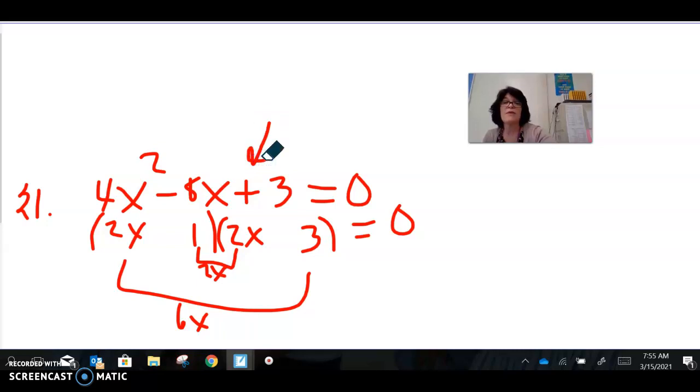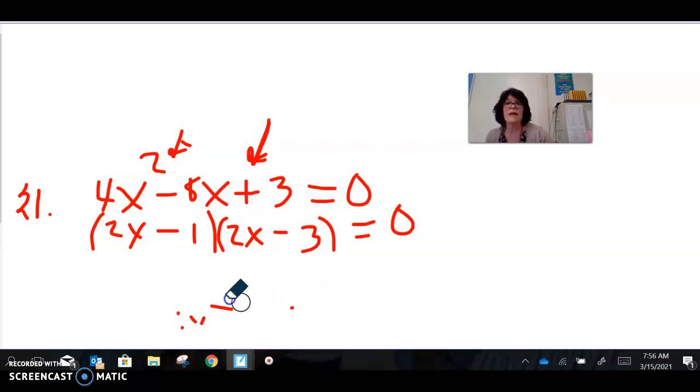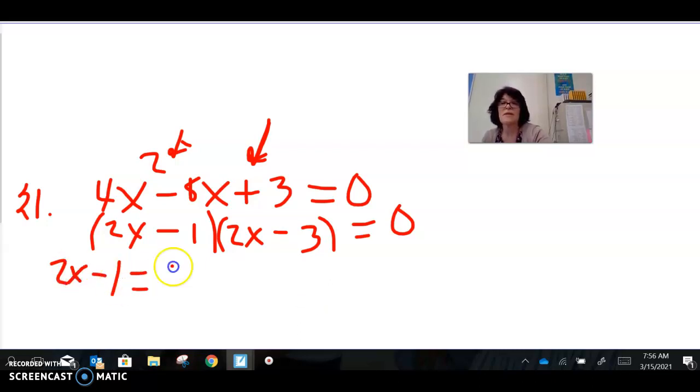Obviously, the signs are the same and they're both negative. The plus here tells me that they're the same. The middle one tells me they're both negative. That's how I'll get my negative 8x, if I have a negative 2x plus a negative 6x. Now I'm not done like I was in the previous problem. Now I have to set 2x minus 1 equals 0 or 2x minus 3 equals 0.